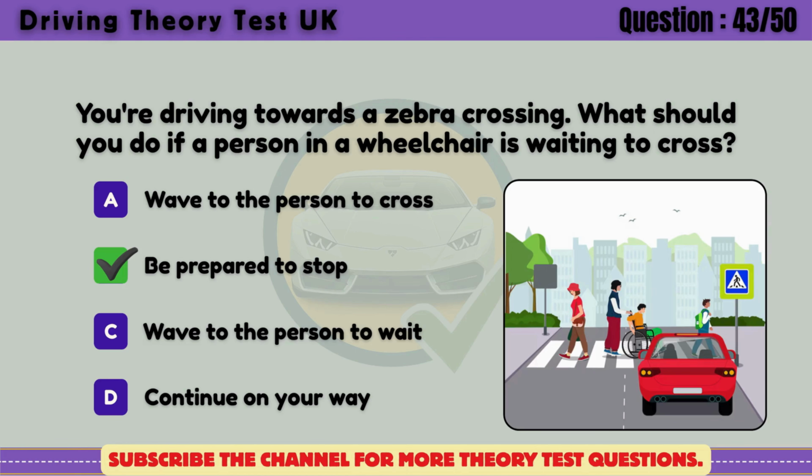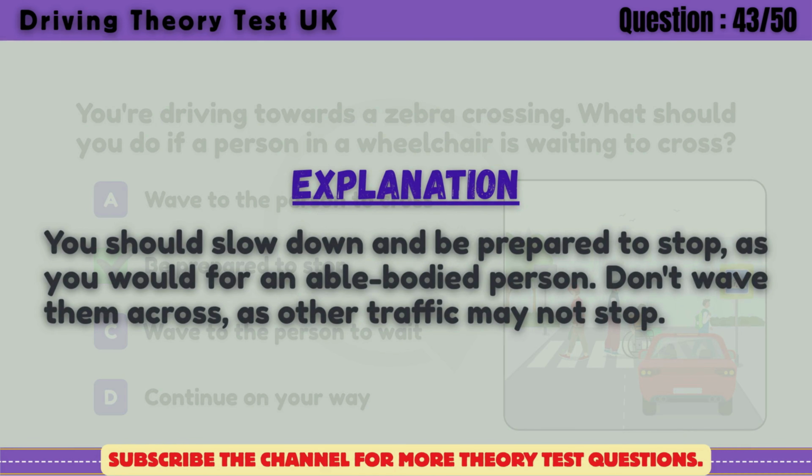Answer is B. Be prepared to stop. You should slow down and be prepared to stop, as you would for an able-bodied person. Don't wave them across, as other traffic may not stop.